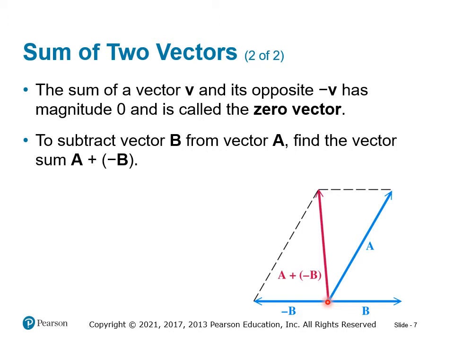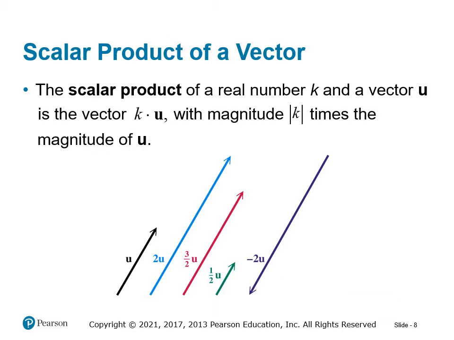Again, you see this here. If we wanted A minus B, we would take the vector A. We can see the vector B here with the same origin point, and we would do negative B in the opposite direction, the same magnitude, and then build the parallelogram. And so this is the resultant for A minus B, or A plus negative B.